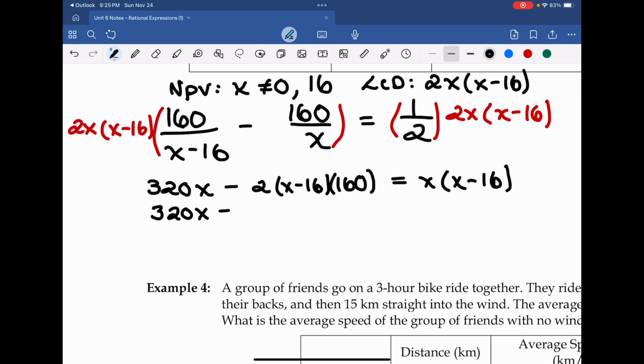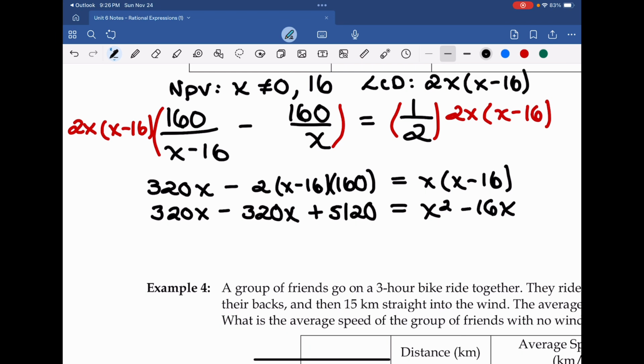So the 320x is going to stay the same, minus we have 2x times the 160. That's going to end up giving us negative 320x. We have negative 2 times negative 16, which is 32. The 32 times 160 is going to give us plus, and sorry, there should be an x here, and then this is going to be plus 5,120. And then this is going to be equal to, on the other side, x squared minus 16x.